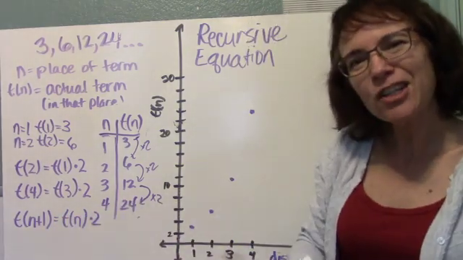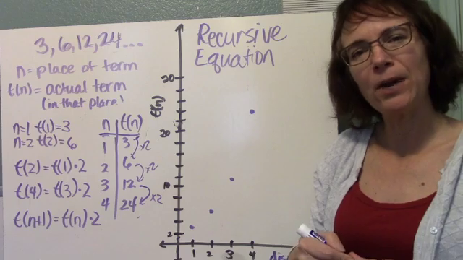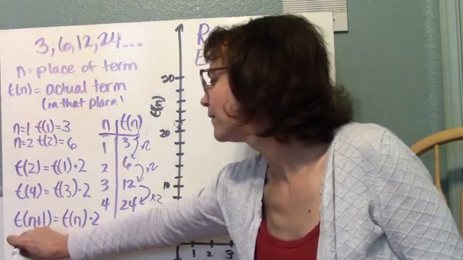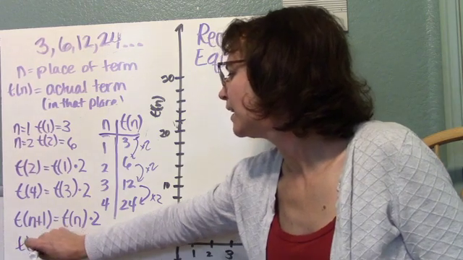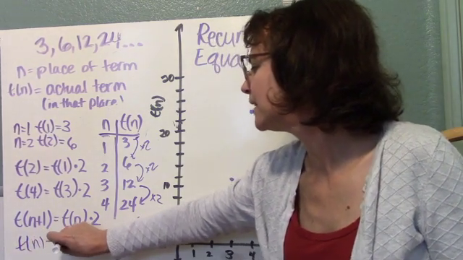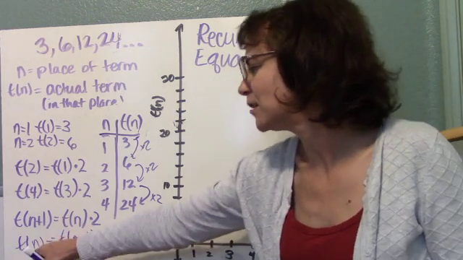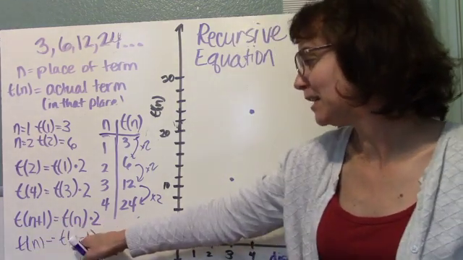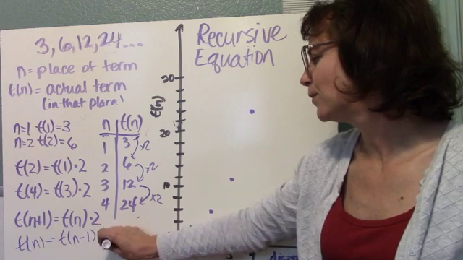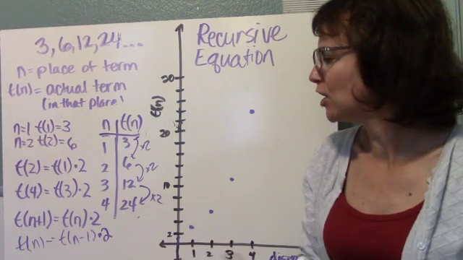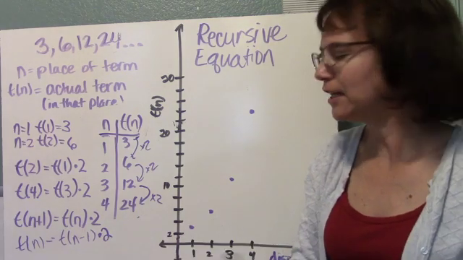Now you can actually write this another way. Some people write it with a minus sign, where I have t of n equals the term before, t of n minus 1, so I'm subtracting. So if this is t of 2, this is t of 1 times 2. So you end up the same place. It's just another way of writing it. Our book uses this notation right here.